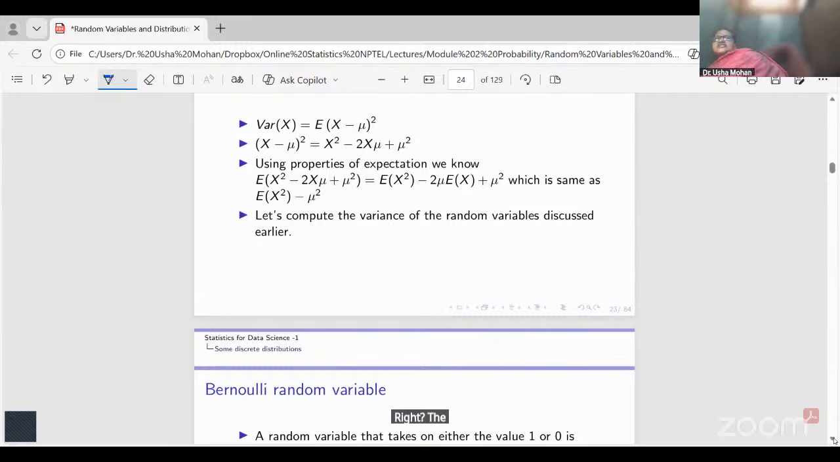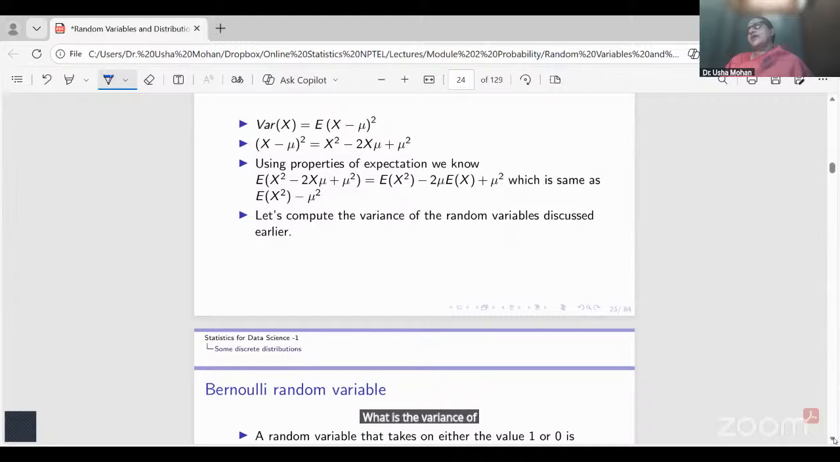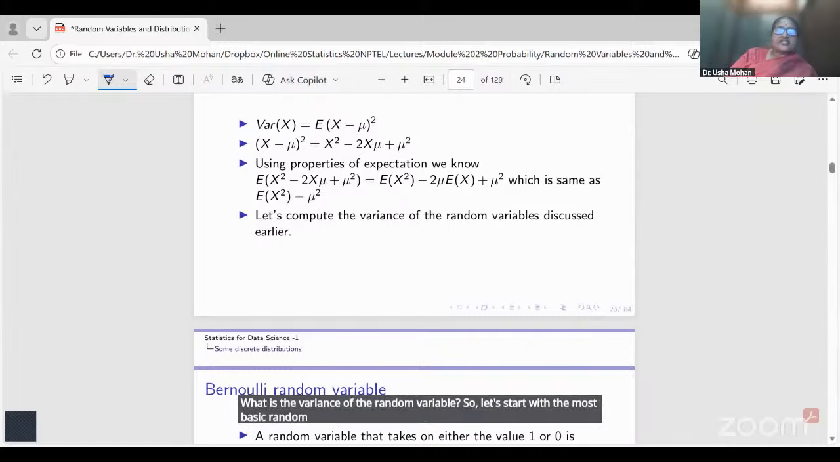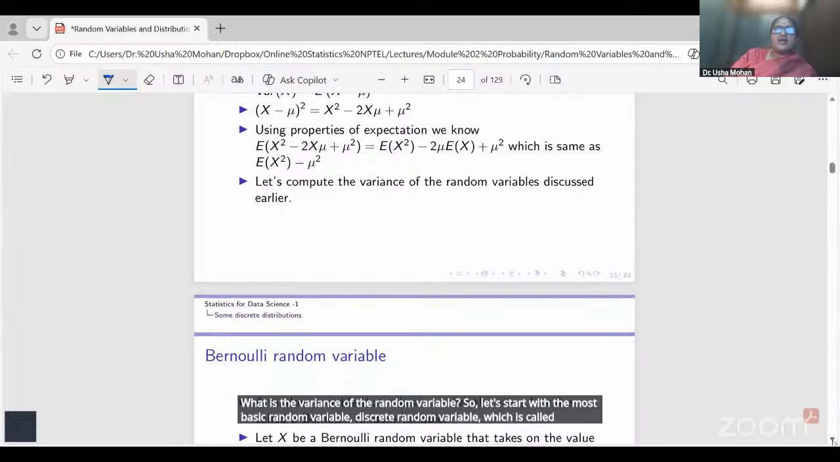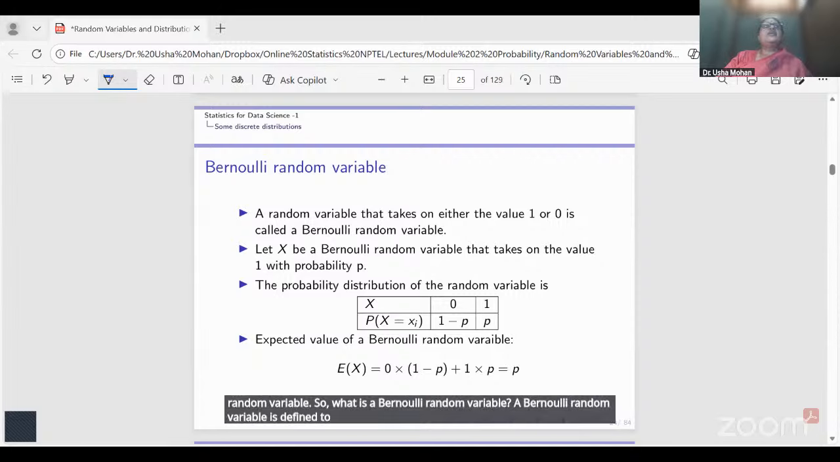The basic is this is for any random variable, and in particular, we told for a discrete random variable. The first thing is we always understand what is the probability mass function. We need to understand what are the parameters of this distribution, and then we will find out what is the expectation, what is the variance of the random variable. So let's start with the most basic discrete random variable, which is called a Bernoulli random variable. So what is a Bernoulli random variable? A Bernoulli random variable is defined to be a random variable which takes either the value 1 or 0.